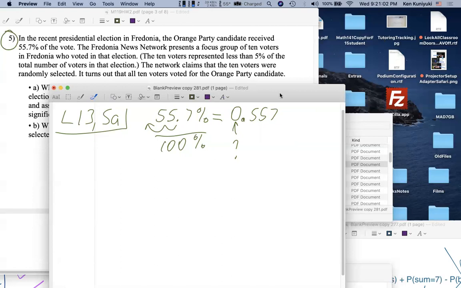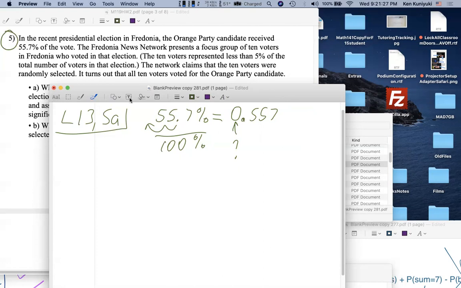Okay, the Fredonia News Network, FNN. I know Fox is also FNN, but the Fredonia News Network presents a focus group of 10 voters in Fredonia who voted in that election, and they're claiming it's a random sample. The 10 voters represented less than 5% of the total number of votes in that election.